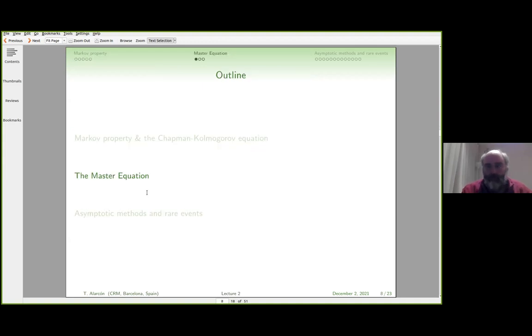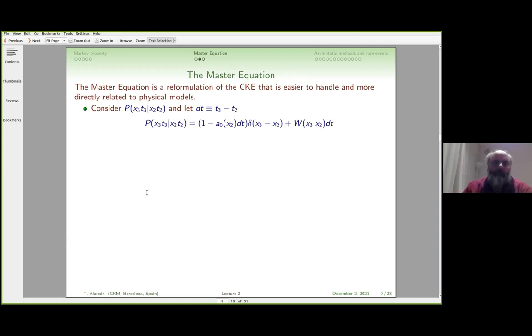In order to make some progress, in order to characterize mathematically the model, we are going to derive the master equation, the equation that we talked about in the first lecture, from the Chapman-Kolmogorov equation. The master equation is just a reformulation of the Chapman-Kolmogorov equation that is easier to handle and can be directly related to physical models via the definition of the transition rates that we were looking at the other day. Now we will start by considering this transition probability.